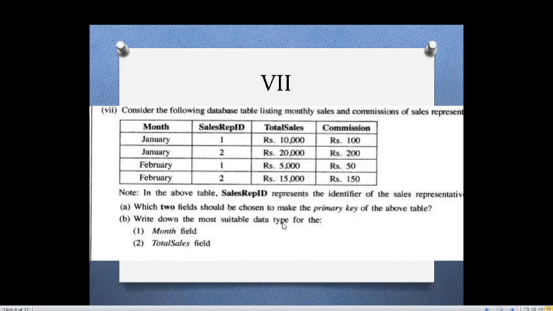Consider the following database table listing monthly sales and commission of sales representatives. Which two fields should be chosen to make a primary key of the above table? So can you remember what a primary key is? Yes, that's right. You need to know that concept. A primary key is the unique identifier of the record. It is used to identify a record uniquely. Here, which two fields can identify it? The month and sales rep ID. Here you have to note down spellings correctly. Month and sales rep ID are the two primary keys.